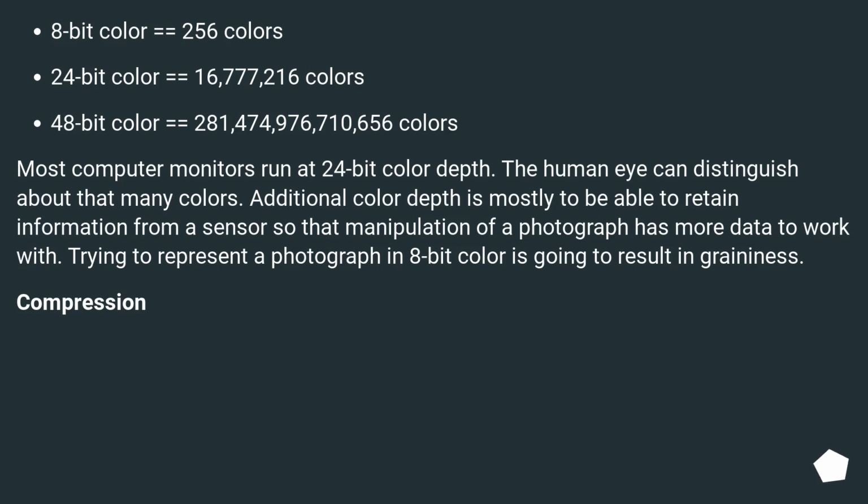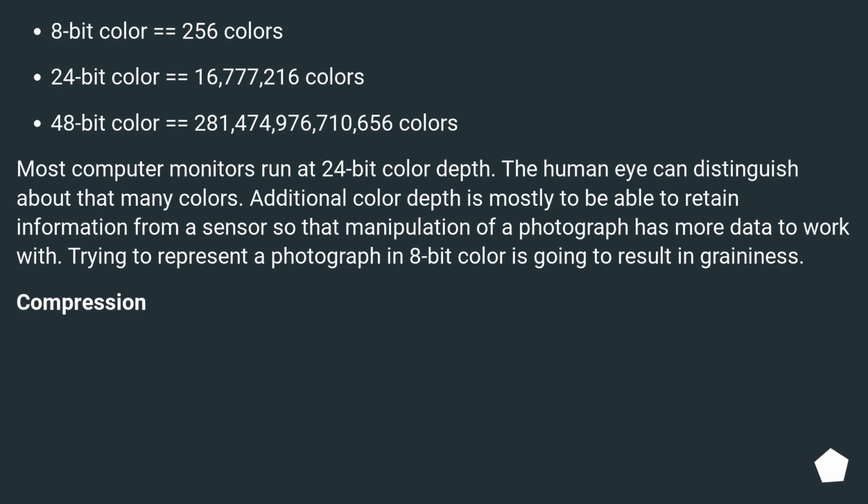Most computer monitors run at 24-bit color depth. The human eye can distinguish about that many colors. Additional color depth is mostly to be able to retain information from a sensor so that manipulation of a photograph has more data to work with. Trying to represent a photograph in 8-bit color is going to result in graininess.